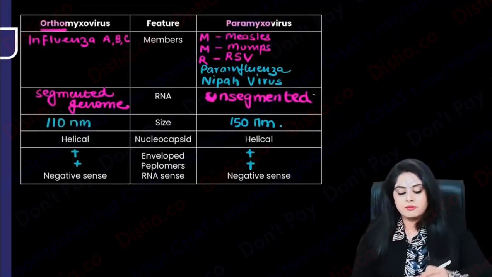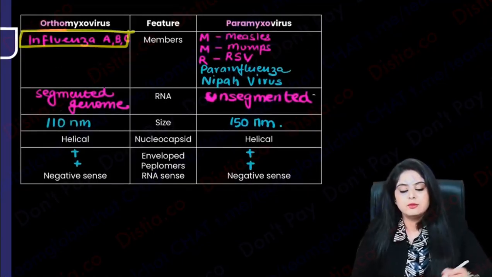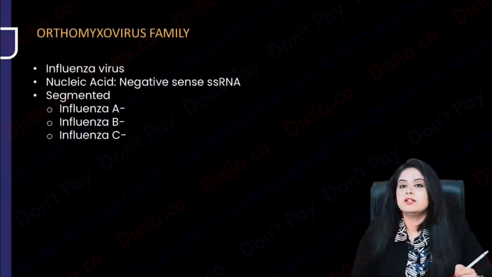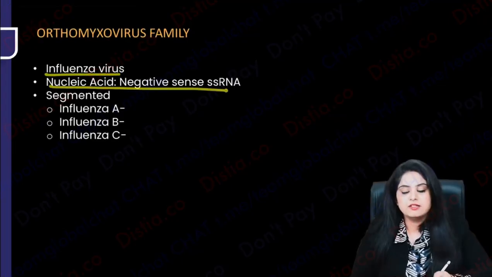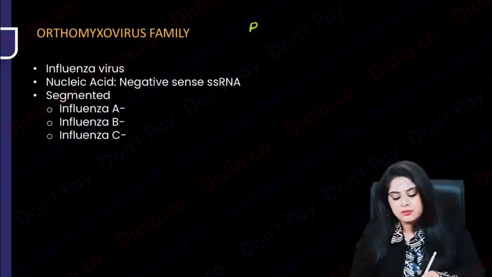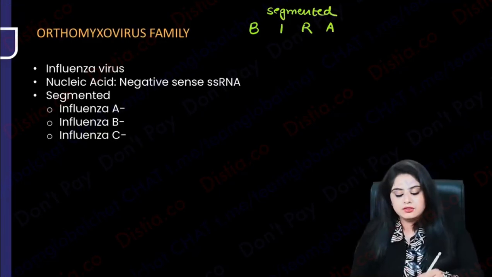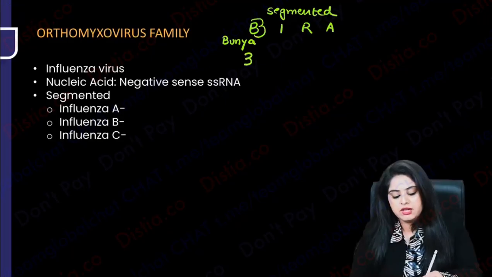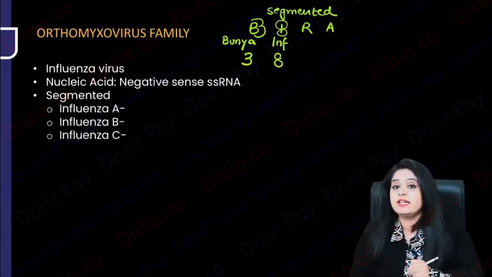Now I'm going to take it up one by one. First I'll make you finish off the influenza A, B and C, and let us get going with this. As I've told you, it is negative sense, Mr. Fab is negative sense, and it is segmented. How many segments? I had made you learn a mnemonic called BIRA, in which I said that all the viruses that have a segmented RNA are going to be BIRA. B was for Bunyavirus. B looks like 3, so Bunyavirus had 3 segments. I was for influenza and I looks like 8. So influenza has 8 segments.